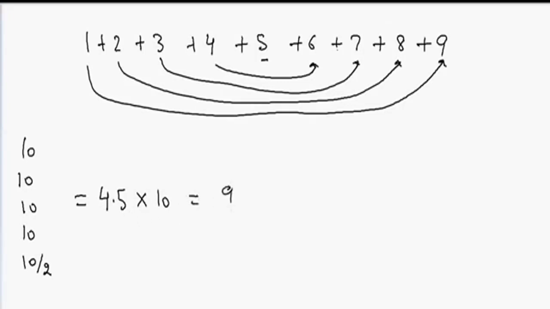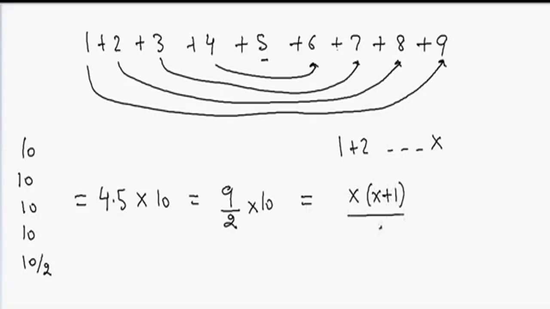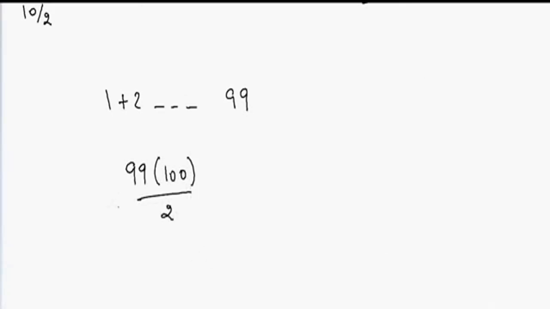Again, that will be equal to 9 divided by 2 into 10. So what's the 9 here? 9 is the last digit, so we can write it generally. If I have to add 1 plus 2 until x, we can write this as x into x plus 1, divided by 2. We can use this formula for any kind of sequence. Now if we have to add 1 plus 2 until 99, the answer will be 99 into 100 divided by 2. If I have to do the same thing until 100, I can do the same.